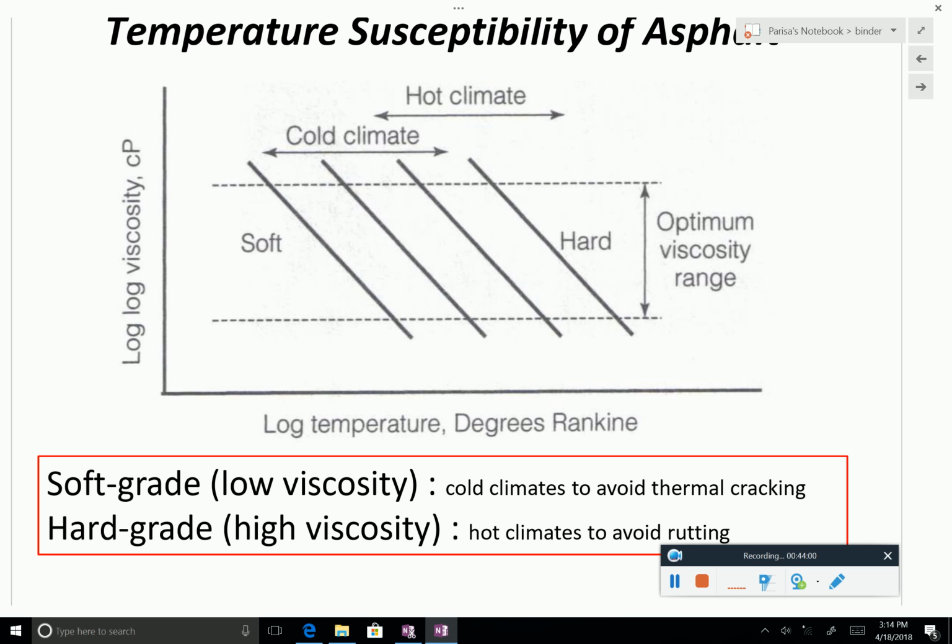Is this clear what I'm saying? This logarithmic scale here is the tricky part to pay attention to, right? Great. Any questions about this?